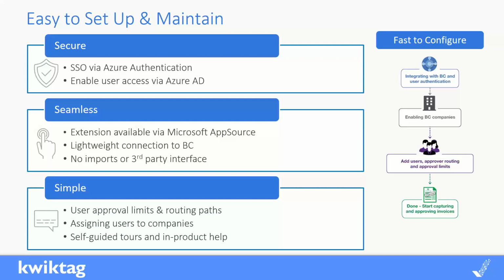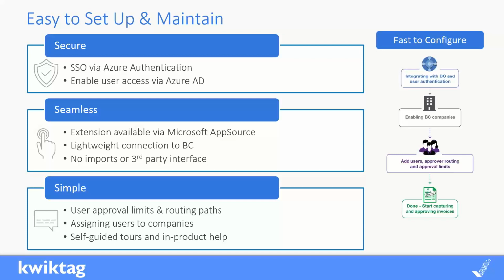The extension is available in AppSource. It's very lightweight, and the lightweight connection to BC also means that you don't have to have a Business Central license to be able to use SimplyAP for all of your users. There needs to be one connection, of course, but it's a very lightweight connection and doesn't bog down your system or make it difficult to find your invoices when you need them. So there's no imports, no uploads, downloads, or third-party interfaces. Very seamless connection. And then simple.